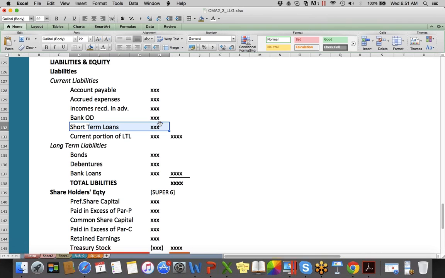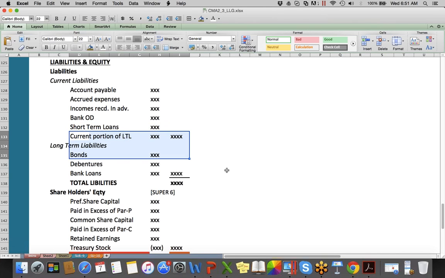Short-term loans: banks also give term loans, quarterly, half yearly, etc. Those term loans that are to be repaid within a financial year, within a period of 12 months, are called short-term loans.